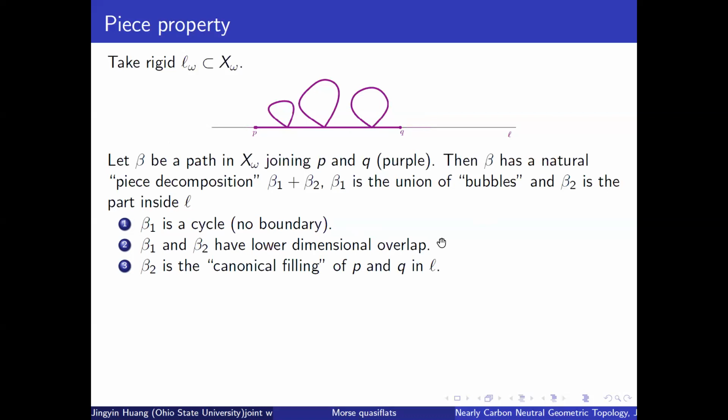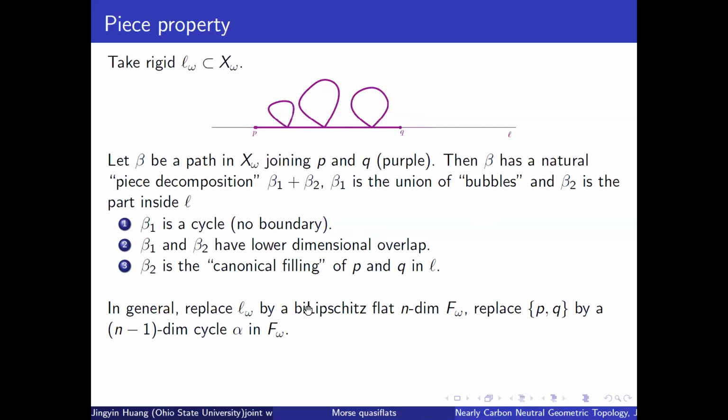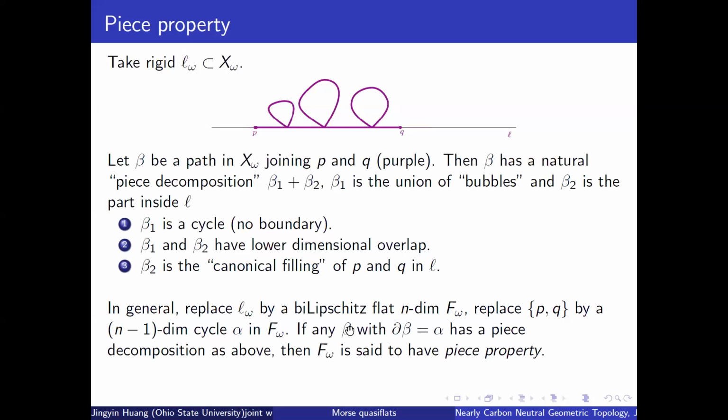Now let's try to generalize this to high dimension. So we have to replace this rigid line by some bi-Lipschitz flat, which comes from the cone of some quasi-flat. Now we have to replace these two points P, Q by a codimension 1 cycle inside the bi-Lipschitz flat. And we consider beta. So in this case, beta is supposed to be an n-chain whose boundary is this alpha. And I want to say beta has a similar piece decomposition where beta 1 is basically a bunch of cycles, and beta 2 is the canonical filling of this alpha inside the bi-Lipschitz flat. And if for any alpha and any beta, we have such a piece decomposition which satisfies these three conditions, then we say that this bi-Lipschitz flat F of omega has the piece property.